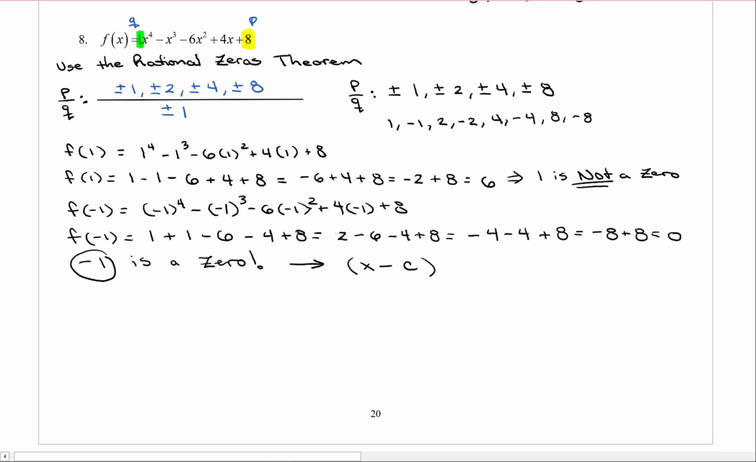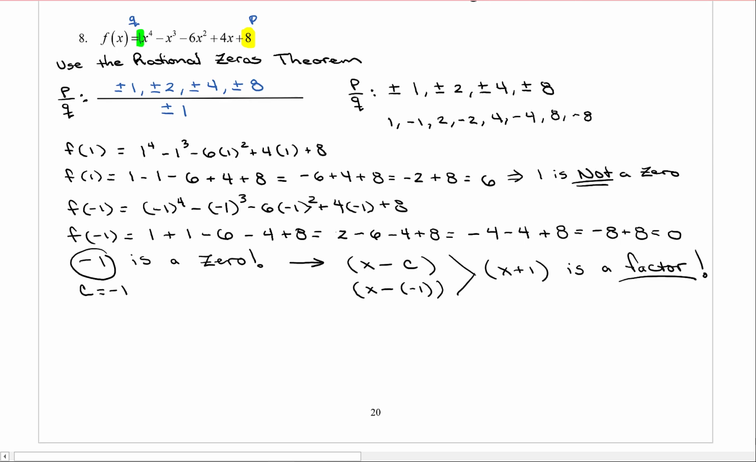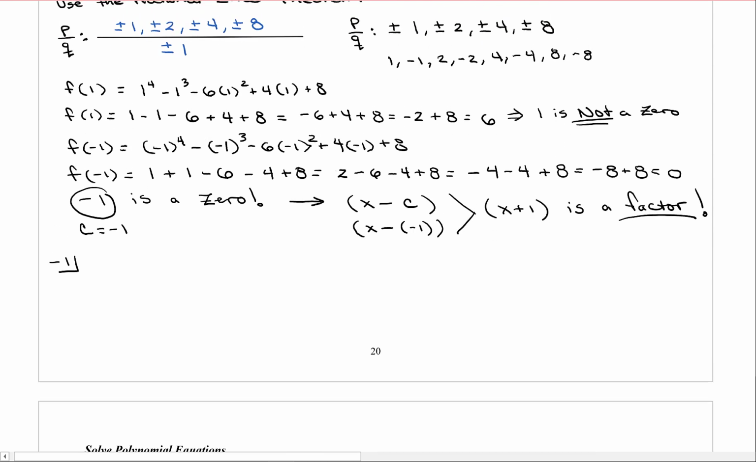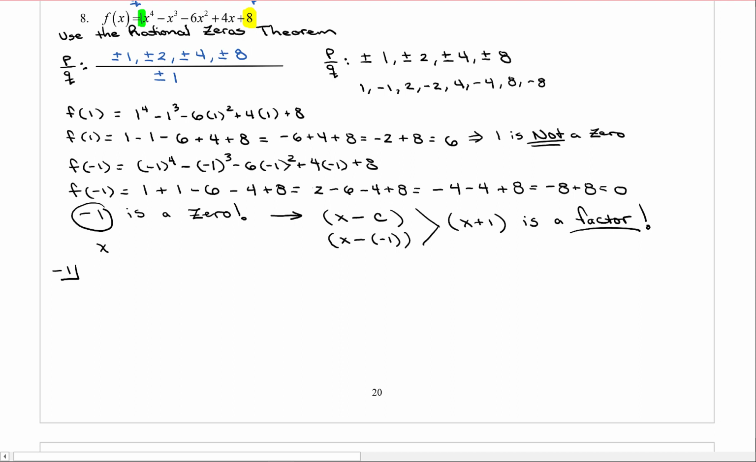If you found that -1 is a 0, then that means you found a factor of the form x minus c, where your c is equal to -1. So x minus a -1 would be the same thing as x plus 1. So x plus 1 is a factor of our original polynomial function. Isn't that cool? We can use the -1 in terms of synthetic division. We use the 0 to try to factor out this polynomial function.